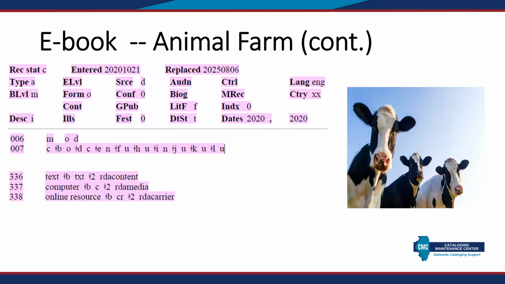The 007, all right, the A is category of material, so that's set to C for computer. Subfield B is the specific material designation. Oop, I have that wrong. This says O for optical disc. Apologies about that.